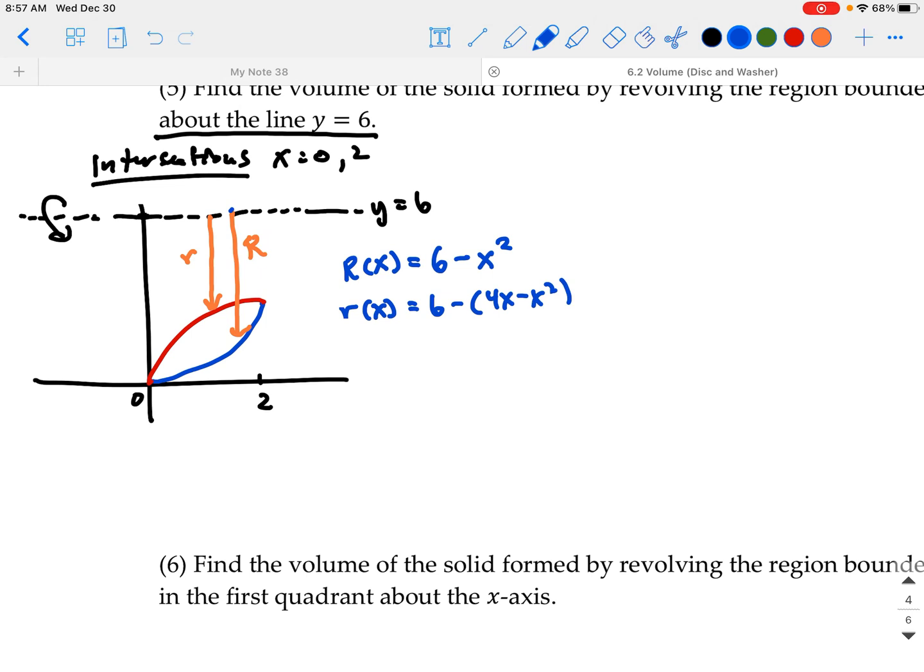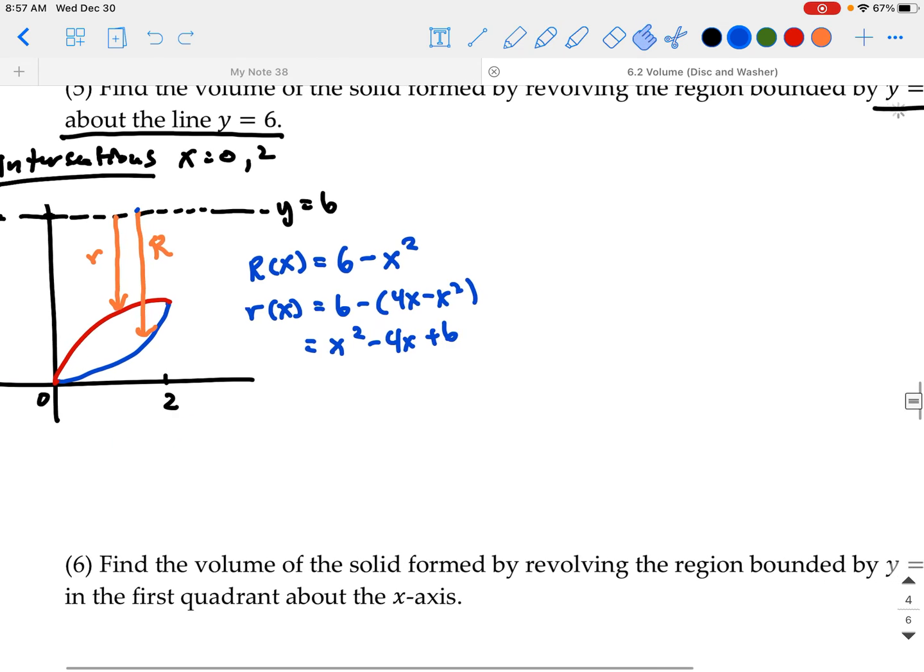So now we're changing which radii is outer and which one is inner. We can clean up little r of x a little bit, so that'll become positive x squared minus 4x plus 6, just putting it in standard form. But the only thing that's changed is the radii, and our limits of integration are still the same. We're still between 0 and 2. So now let's see what our integral is going to look like.